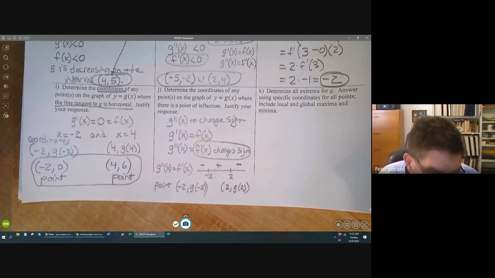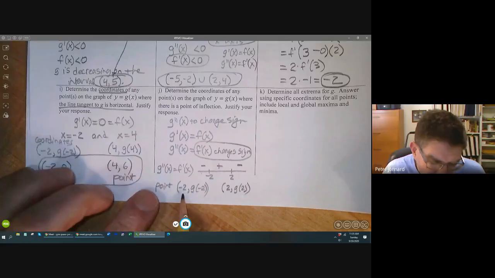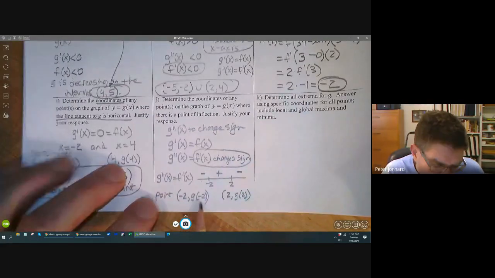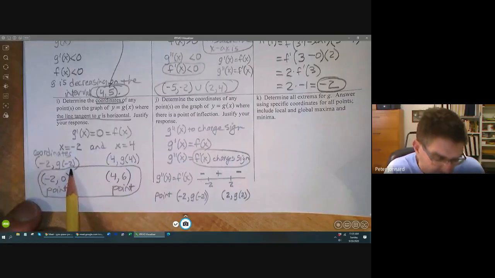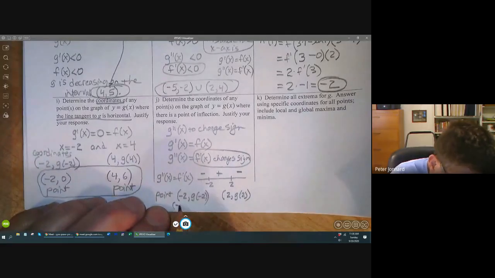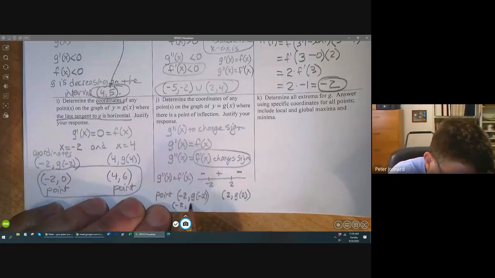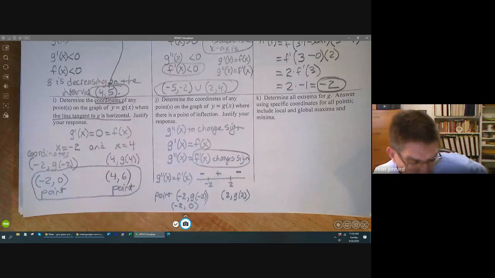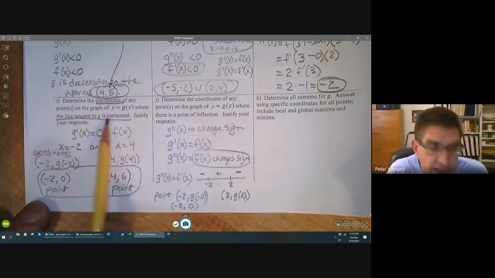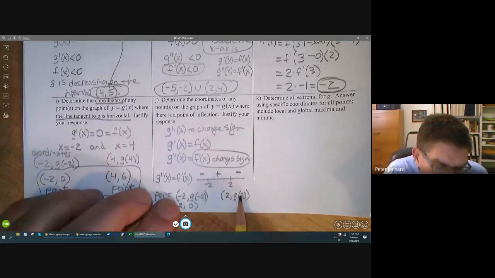Okay. So let's take a look at that. -2, comma, g of -2. Well, fortunately for us, just a few minutes ago, we worked out g of -2 and it was 0. So this point here is -2, comma 0. So again, that is a point of inflection, okay, which is interesting. It has a horizontal tangent there, and it's also a point of inflection. That's pretty cool.